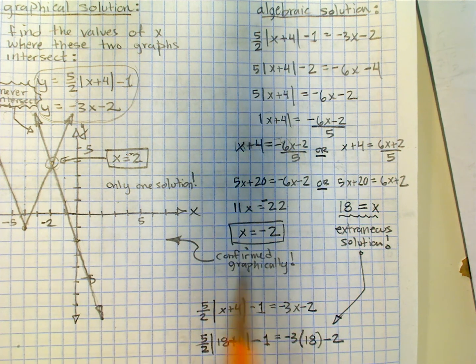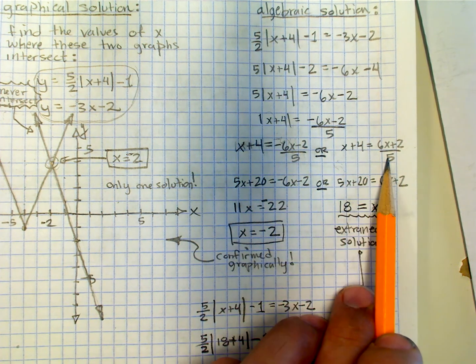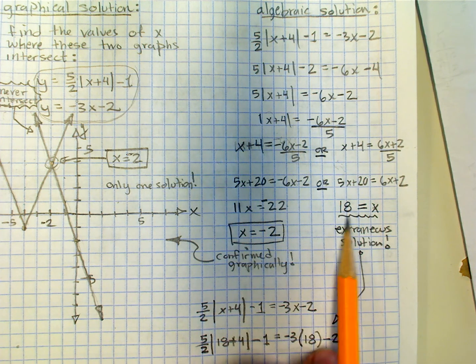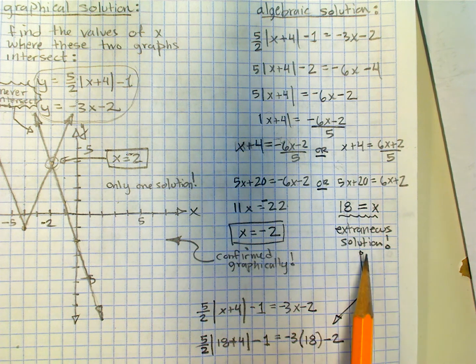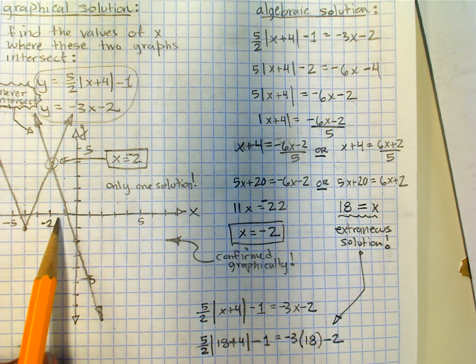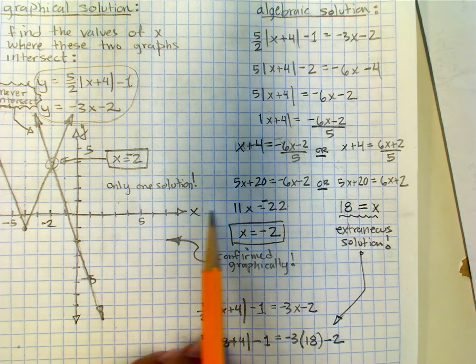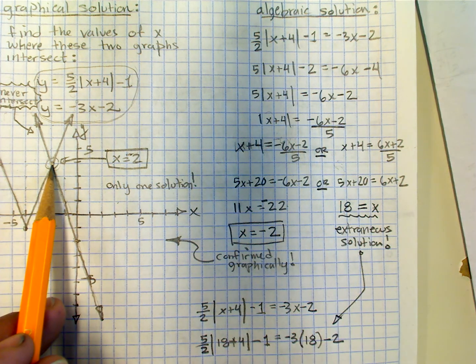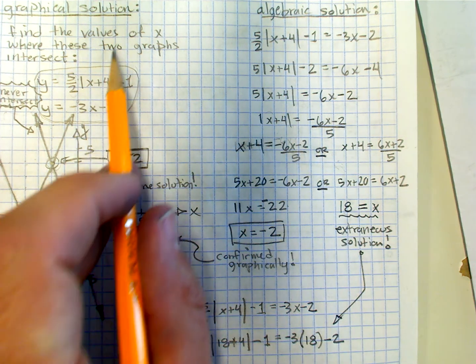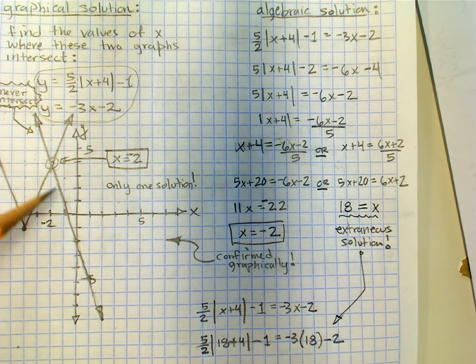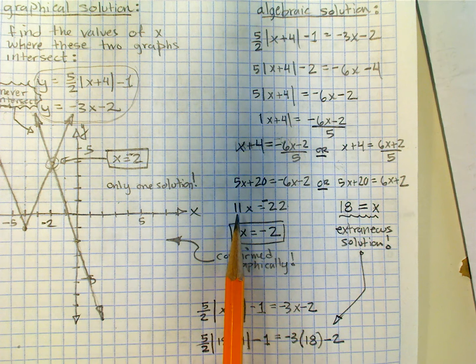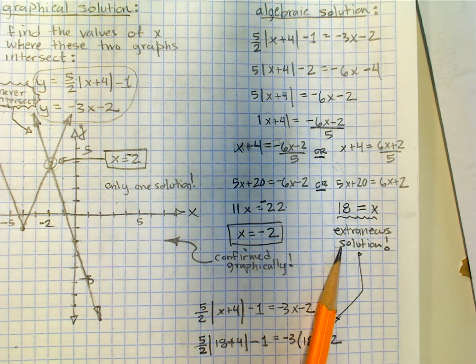But what happens over here? When I solve this equation, multiply both sides by 5, the same properties of equality lead me to x equal to 18. And I submit that this is an extraneous solution. First of all, think about the graph. When x is 18, I'm somewhere way out here. And you can see that there's no possible chance of this part of my absolute value graph and this part of my line intersecting way out here at x equal to 18. So this solution seems extraneous.